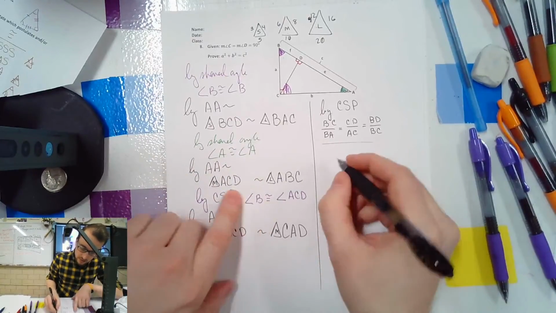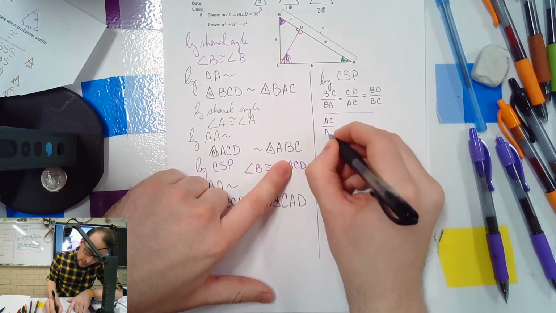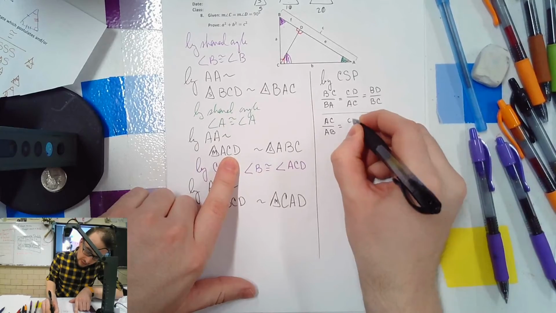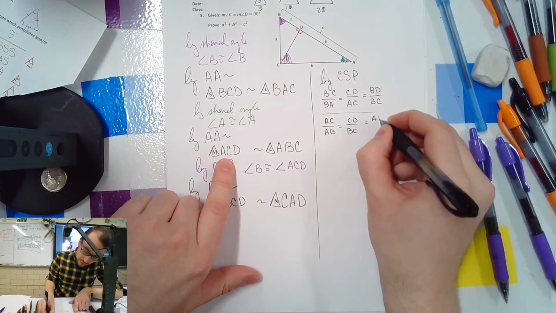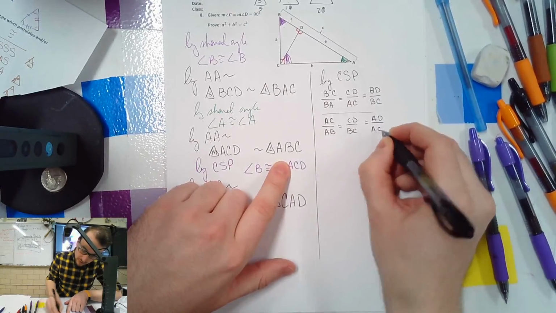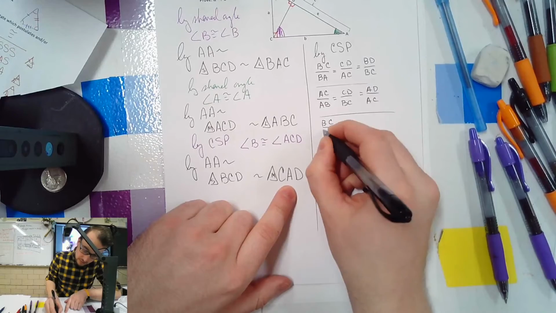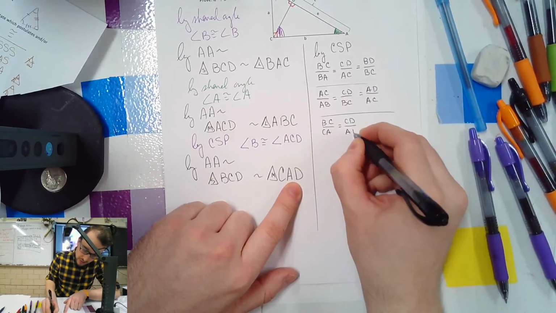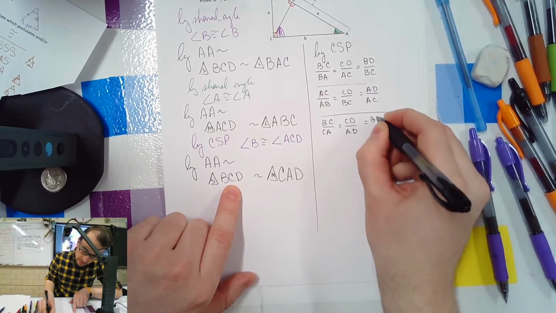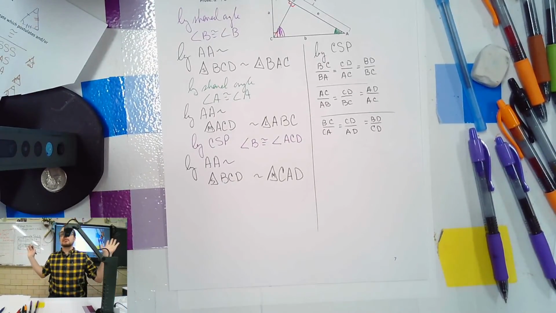Good. Next one. AC should go with AB. The same way that CD goes with. The same way that AD goes with AC. Good. Next one. BC should go with the same way that CD goes with. The same way that BD goes with. Okay, cool. I just got that all by CSP. We cool with that? Right.